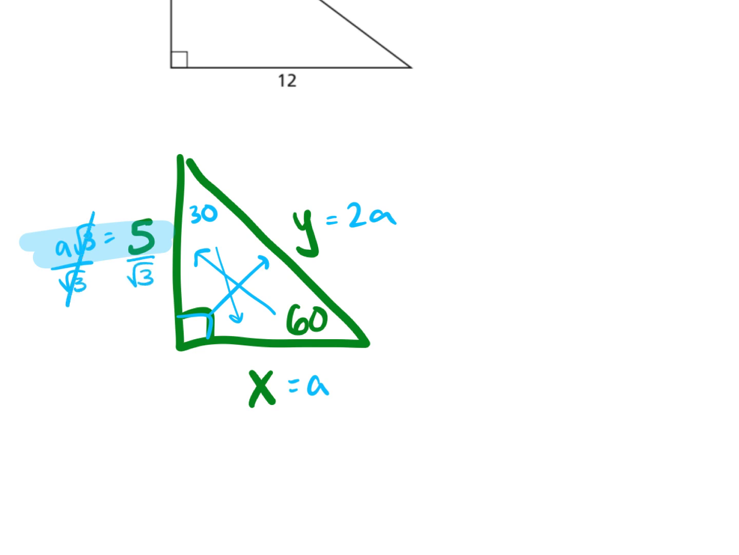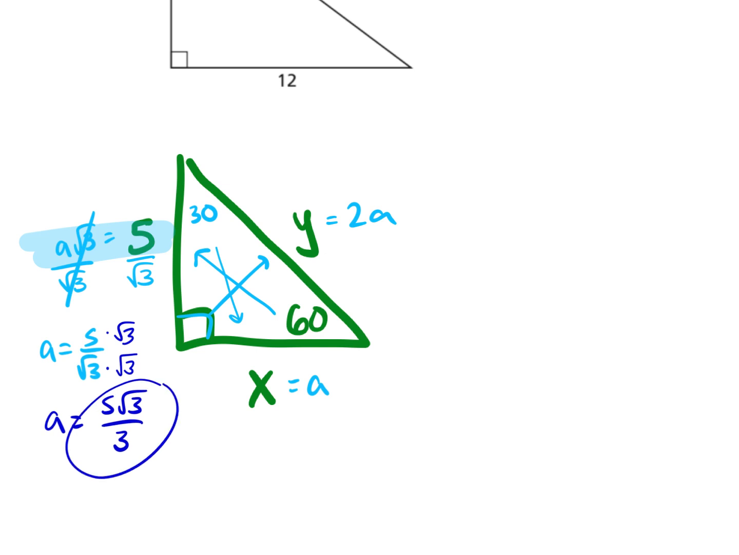Since A is being multiplied by the square root 3, we divide by the square root 3. So A is equal to 5 over square root 3, but we can't leave square root 3 on the bottom. So we have to rationalize. We're going to multiply the top and the bottom by square root 3. So A is equal to what? Awesome, 5 square root 3 over 3.